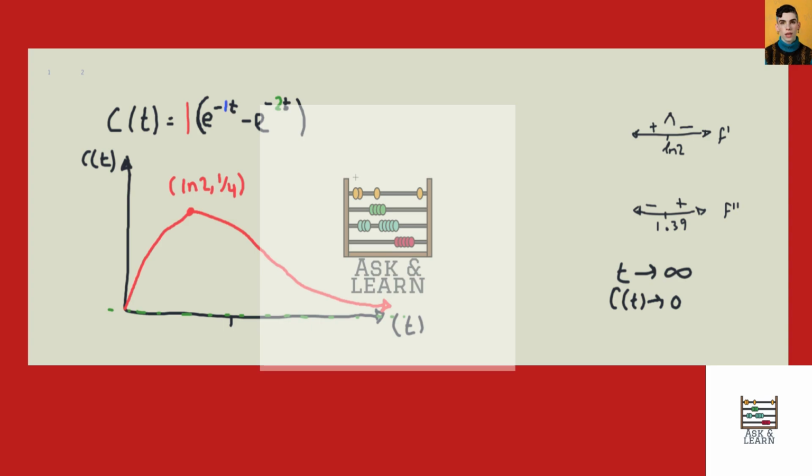And the question asks us what's happening in this graph. So we see as time goes on, concentration increases until we hit the maximum concentration. And then after that, the concentration continues to decrease forever.